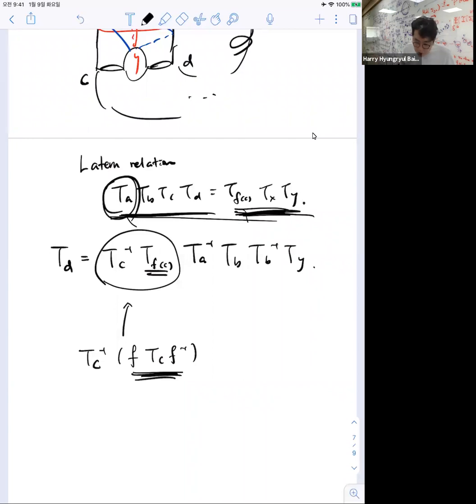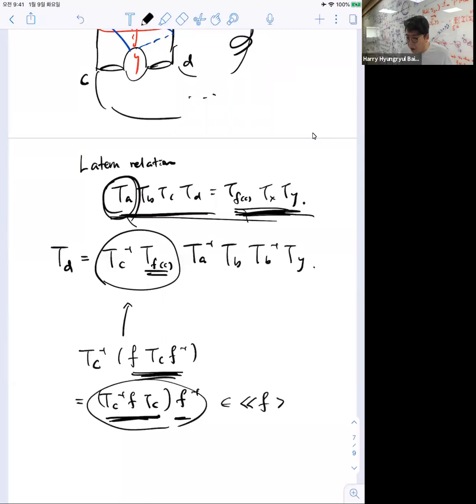And once you do that, then by regrouping, T_C inverse F T_C composed with F inverse is a conjugate of F. So it should be an element of the normal closure of F. If you look at the smallest normal subgroup containing F, this should be in there. Well, F inverse should be in there. So the whole thing should be in the normal closure of F. So T_D is a composition of this and this and this.